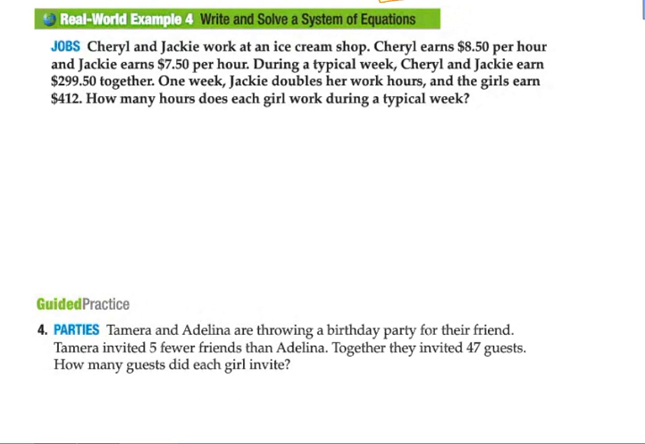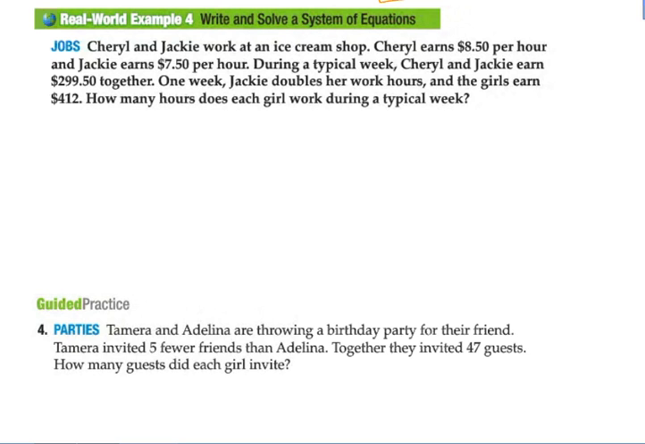Okay, last example, we have another shot at some real-world story problems. It says Cheryl and Jackie work at an ice cream shop. Cheryl earns $8.50 per hour and Jackie earns $7.50 per hour. During a typical week, Cheryl and Jackie earn $299.50 together. One week, though, Jackie doubles her work hours and the girls earn $412 together. So the question is, how many hours does each girl work during a typical week?